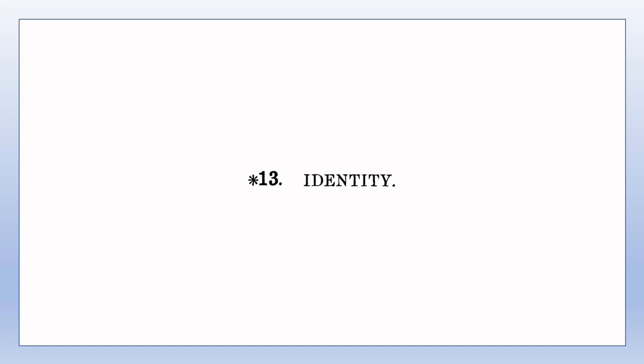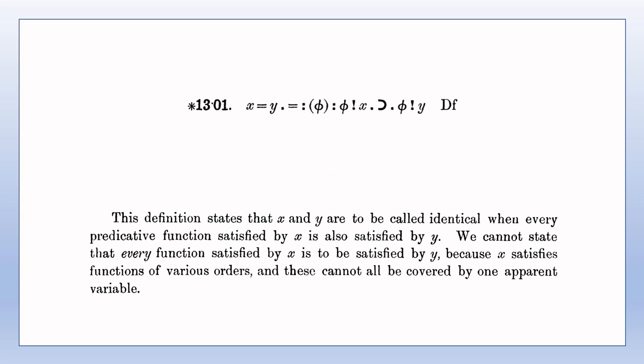Moving on to section 13, we're introduced to the definition of identity. This is quite a short section, but there are still a few points that are worth making about identity and some of the propositions in this section. Notice that in the definition of identity, the apparent variable, of course, ranges over predicative functions. Indeed, on page 176 we see, this definition states that x and y are to be called identical when every predicative function satisfied by x is also satisfied by y.